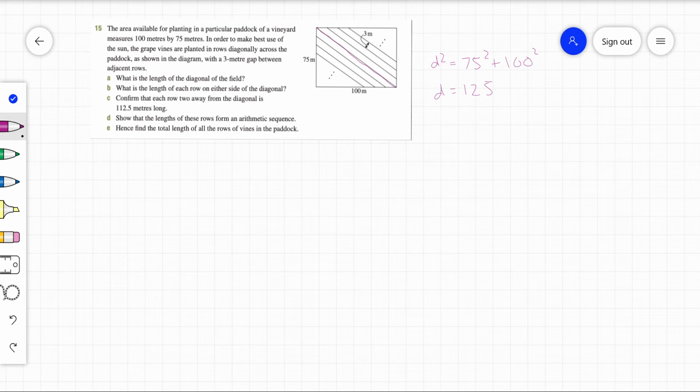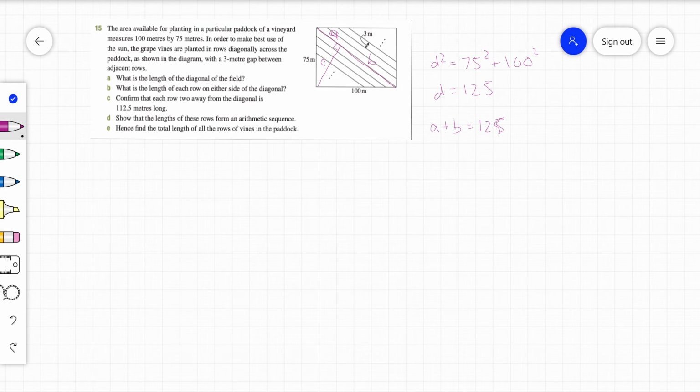Now if we have a look at each of these rows of vines, if I just put in a 90-degree line there, they're each 3 meters perpendicularly away from that original diagonal. So if I just label that part A, this part B, and this part C, we can actually get 3 equations with those 3 unknowns and solve for those to start with. So first of all, we know that A plus B has to equal 125 because it's making up that diagonal.